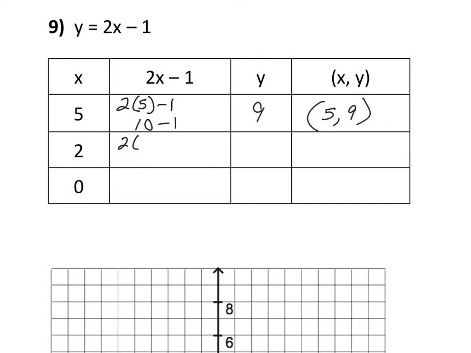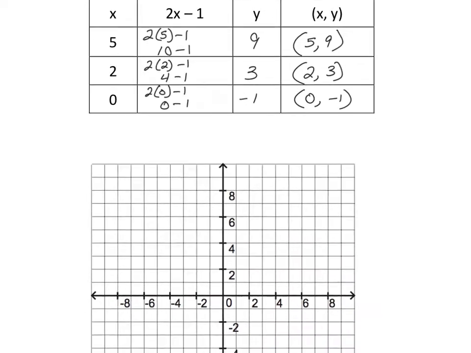Second one, 2 times 2 is 4. And I take 1 away from that, I get 3. My second coordinate is 2, 3. Third one, 2 times 0 is 0. Take away 1, I get negative 1.